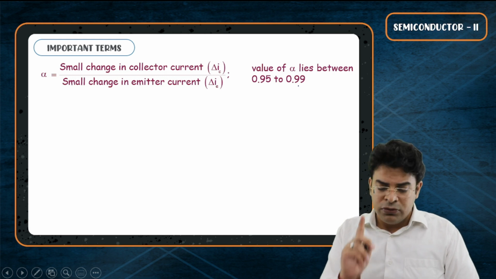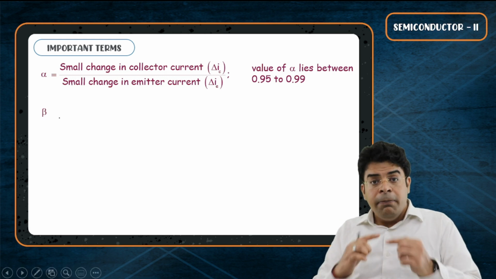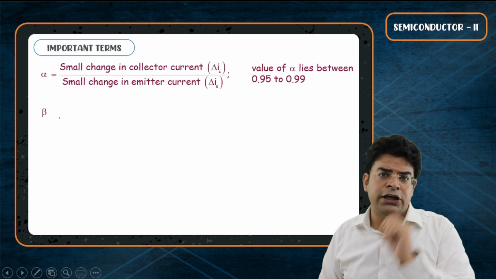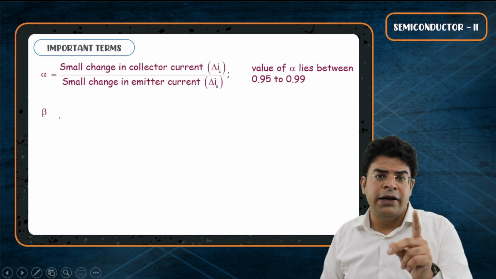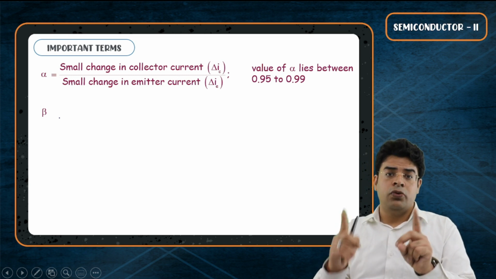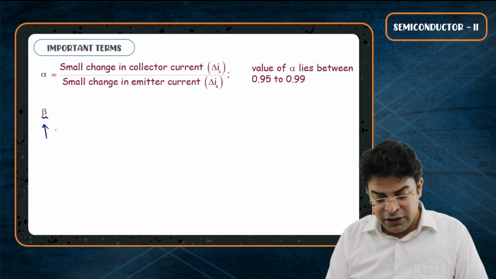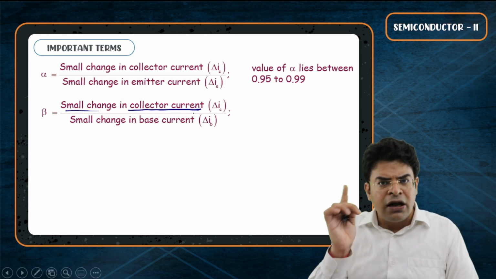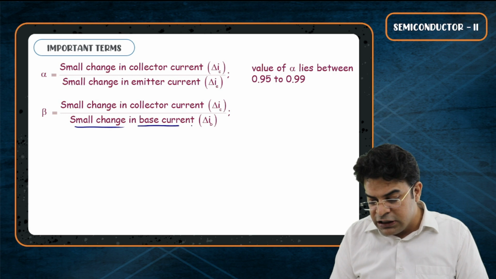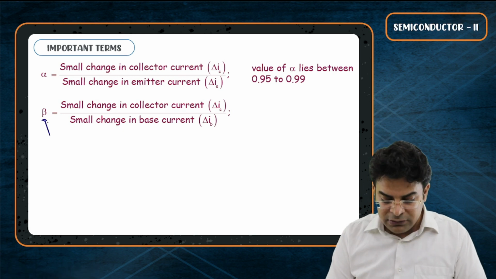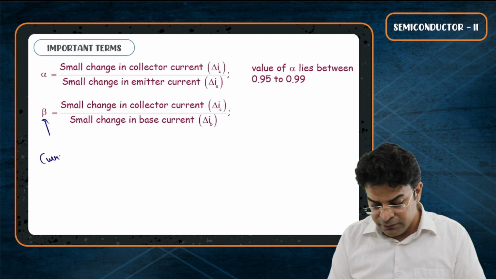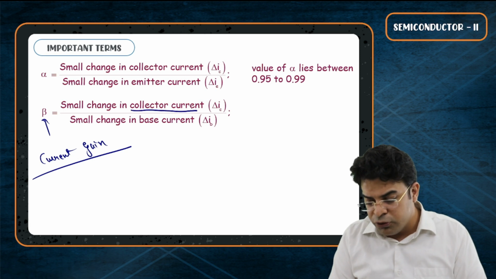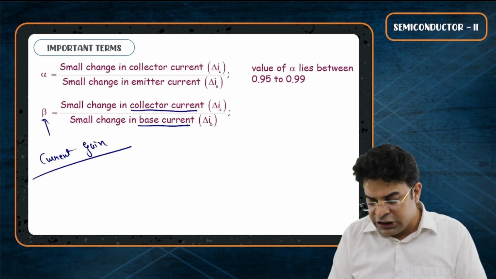Now we need to talk about the next terminology, that is called beta. Beta is also called current gain. For the common emitter configuration, the base acts like the input and the collector acts like the output. We call beta the current gain, and beta is defined as a small change in the output current, the collector current, upon the small change in the input current, the base current.